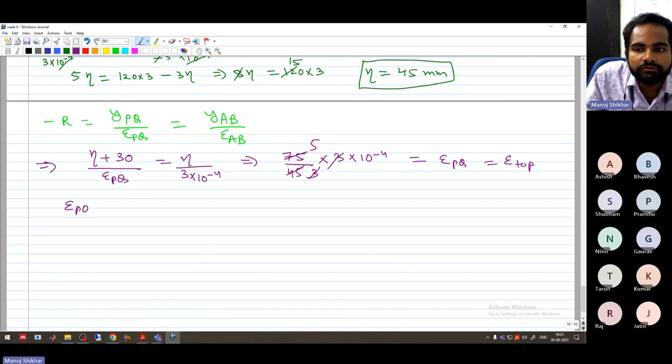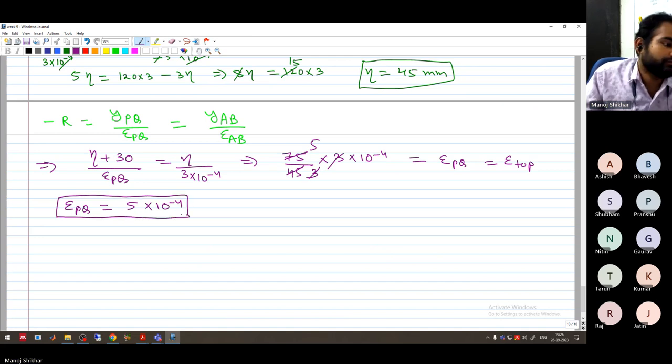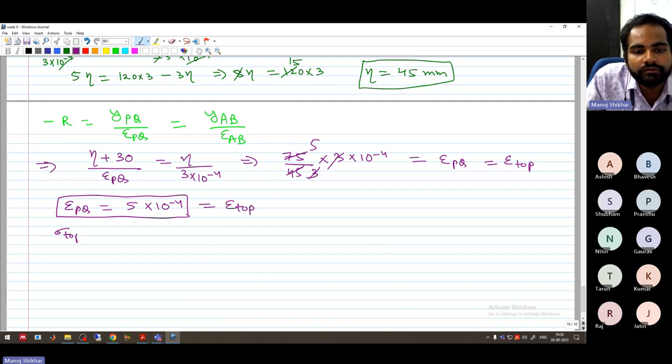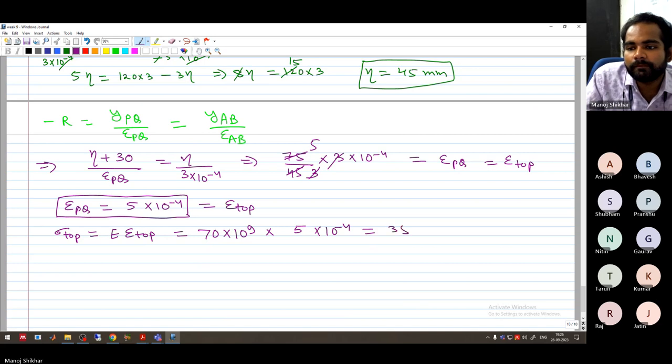So epsilon PQ equal to 5 into 10 power minus 4. Now this is equal to epsilon top. So the sigma top will be what? Epsilon top into E. They've given E equal to 70 into 10 power 9, and we have calculated epsilon, so this is 35 MPa.